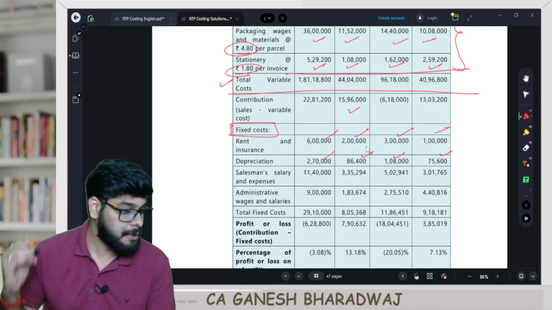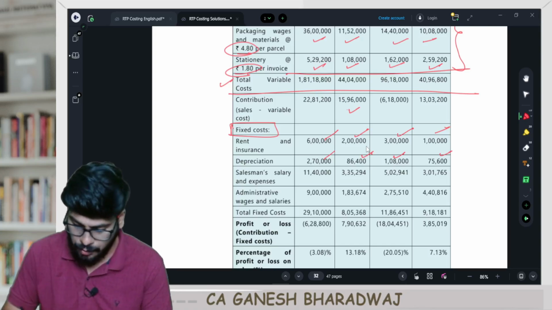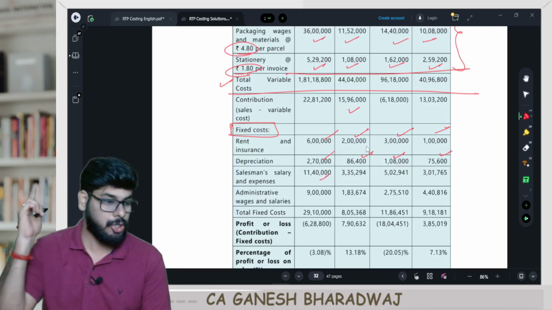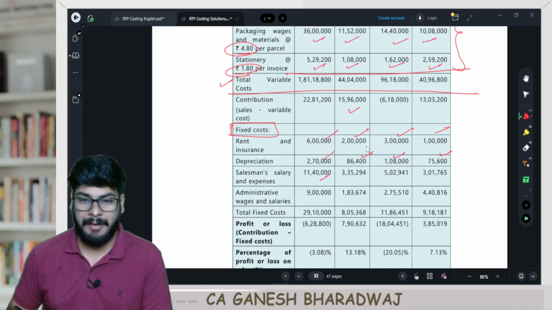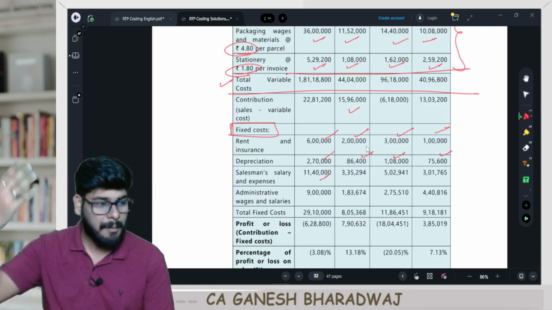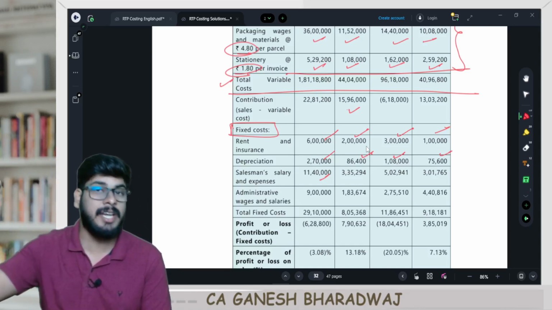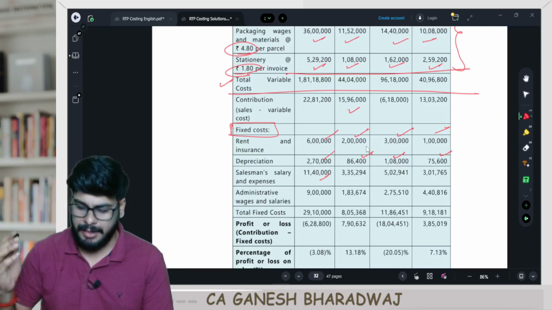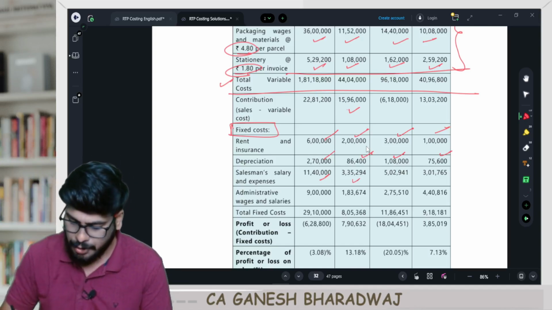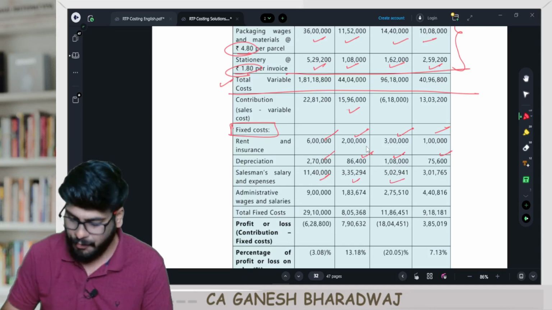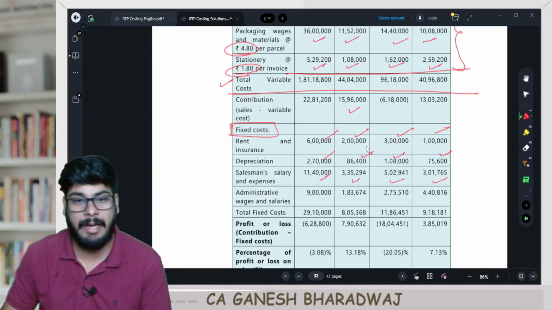Next, salesman salaries and expenses, 11,40,000. This 11,40,000 should be apportioned on the basis of what? Sales volume they have given. In units, sales is not there, but sales figures is that it's 60 is to 90 is to 54. Product wise, we have the sales figure. If you apportion it, the figure that you will get is 335,294, 502,941 and 301,765, right?